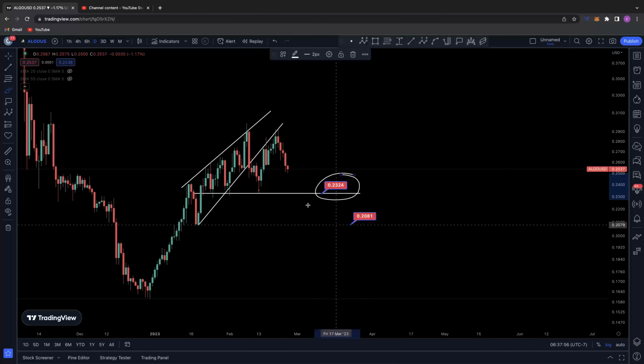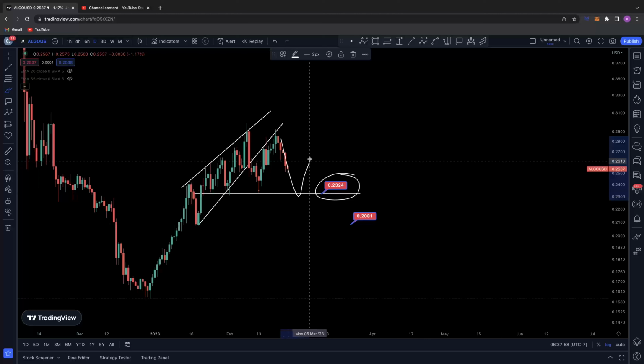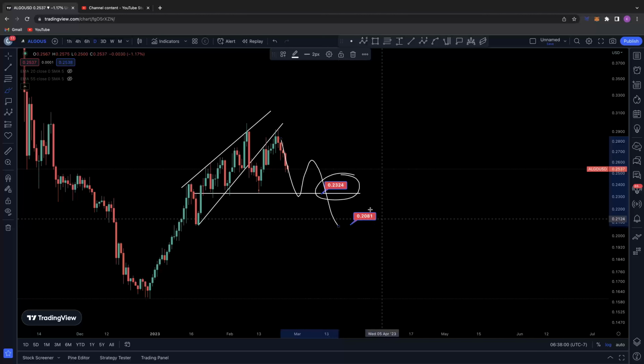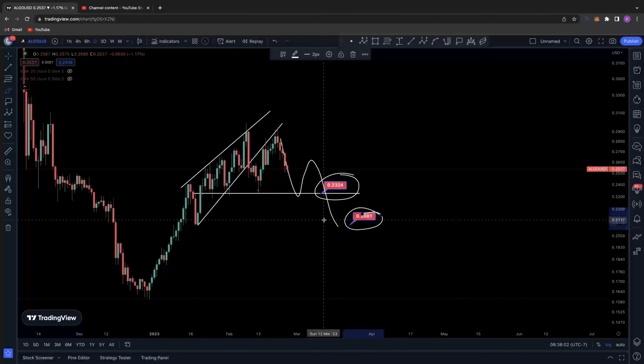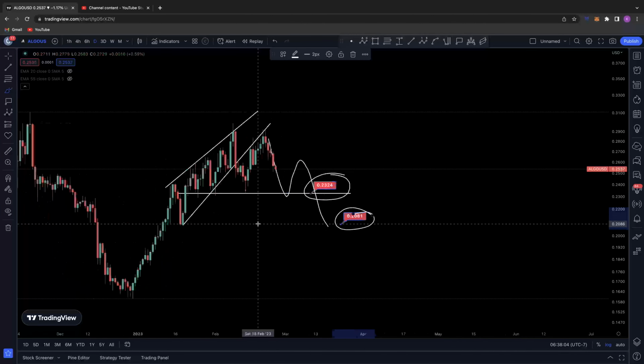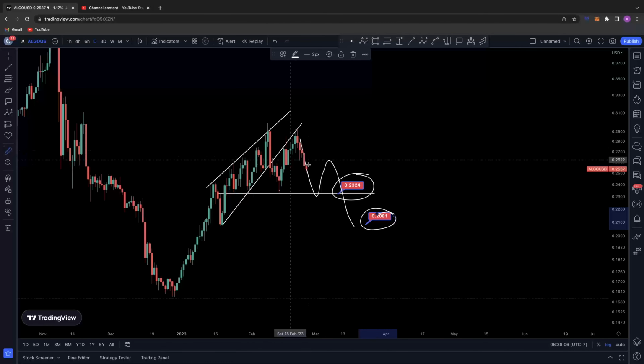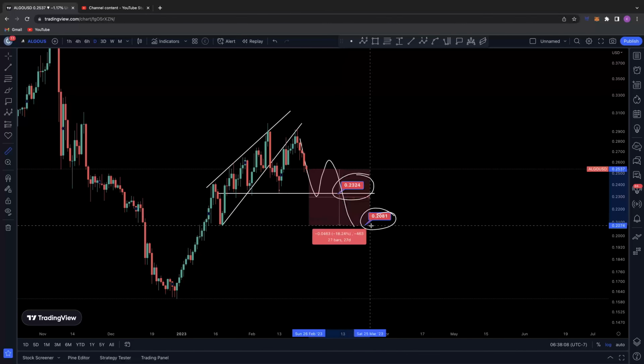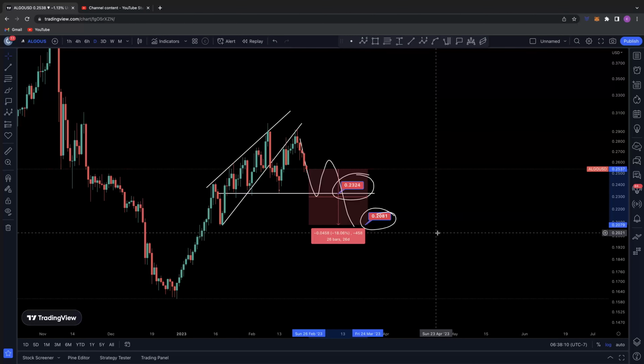Again, look for the 23 cent. If we get a rally off of that and fail to break above 26, I think that confirms you're looking for this 20 cent mark here for Algorand in the next few months. And that, I do believe, is about a 17% correction from where we are. About 18% down to this 20 cent range.